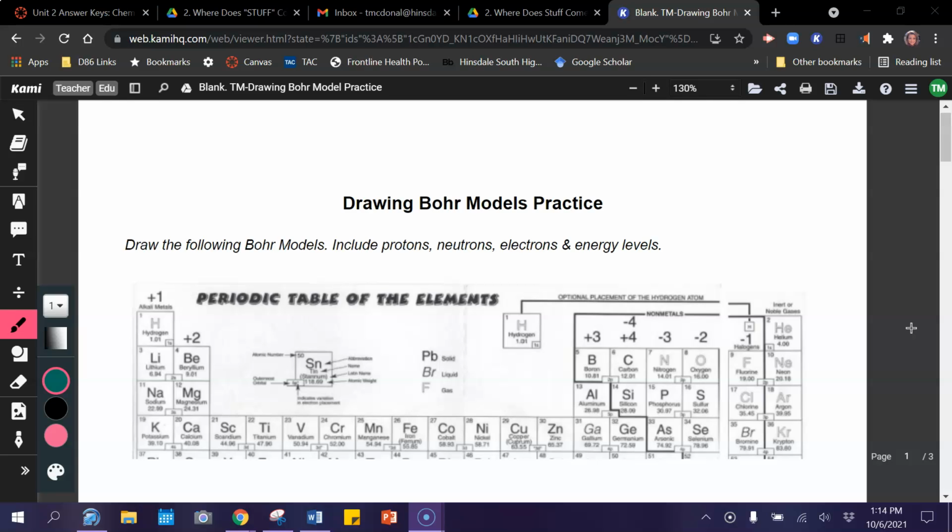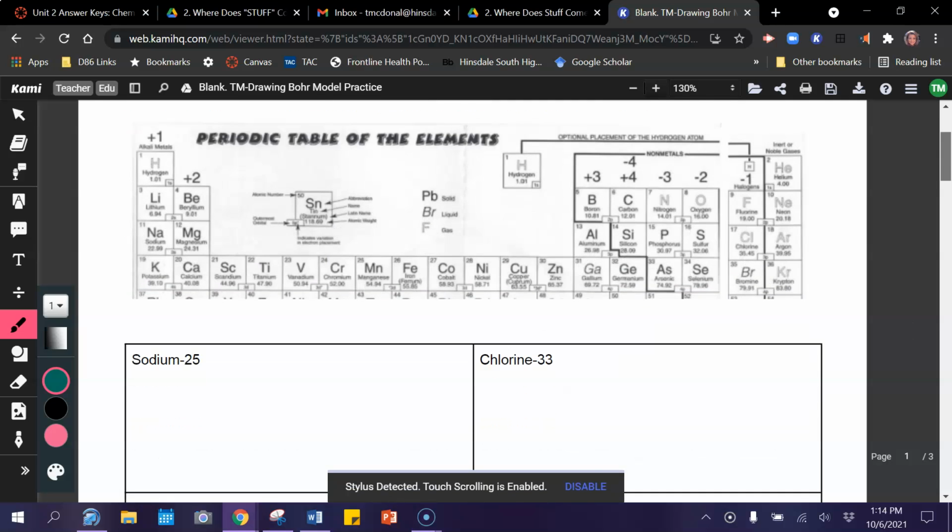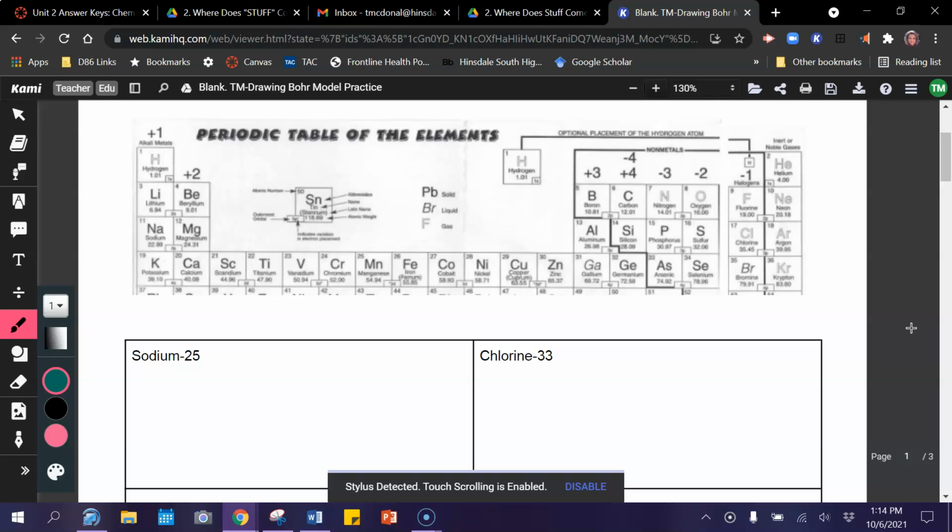So this is a worksheet that is linked to our homepage in Canvas, and I gave you a little snip of the periodic table just so that you have it in case you're doing this and you don't have your laminated periodic table with you.